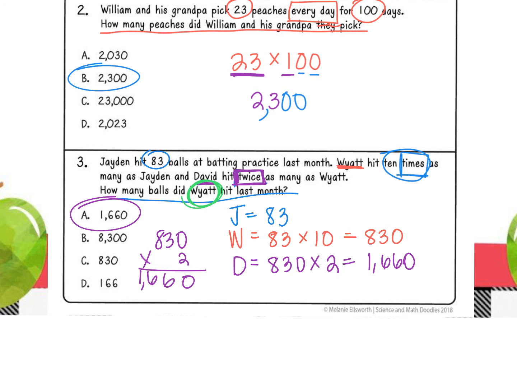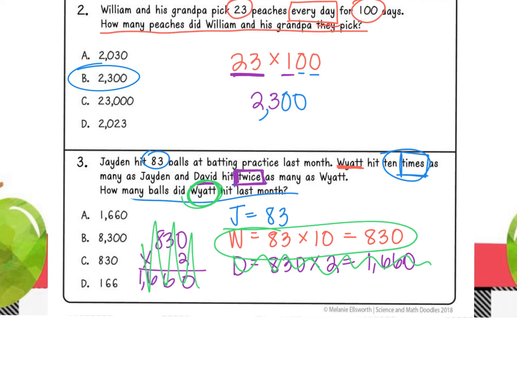He's going to get a Jolly Rancher here in a minute. Okay, we only want to know how much Wyatt hit last month. So we did too much work. This part was unnecessary. We only need to know this part. Very good. Good job, Elijah. All right, so my answer is C, 830. I'll bring you the Jolly Rancher jar, Elijah. Nice job.